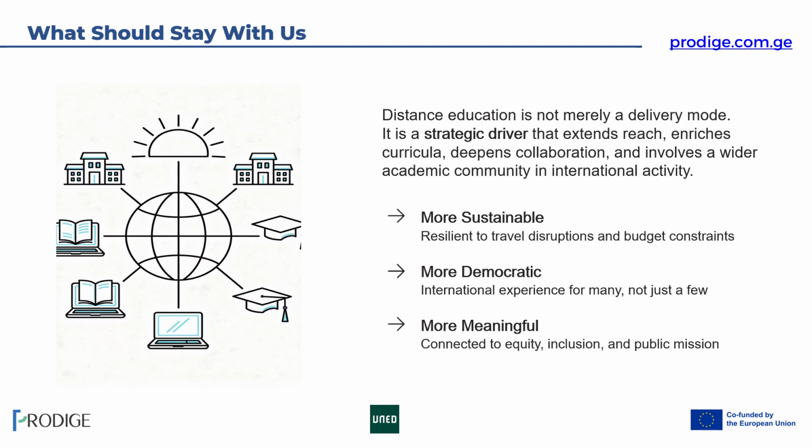Third, quality has to be designed in from the beginning, not added on at the end. If internationalization through distance education is to be credible and sustainable, it needs strong pedagogical design, institutional support, and clear quality assurance from the start. And finally, alignment across the whole institution is essential. Internationalization through distance education only works well when academic, administrative, and technical dimensions are truly connected in practice.